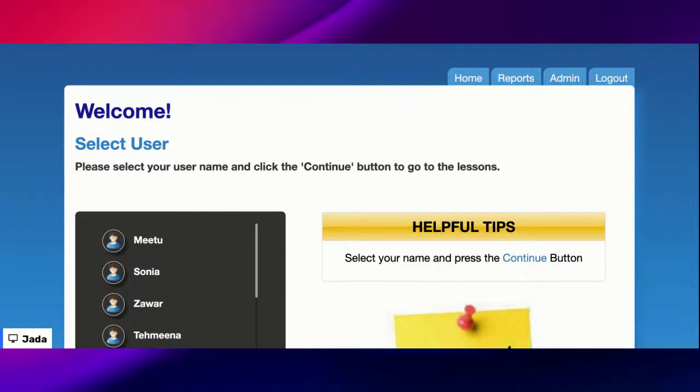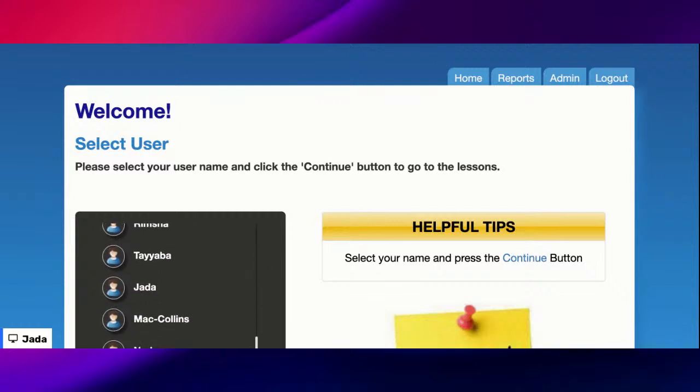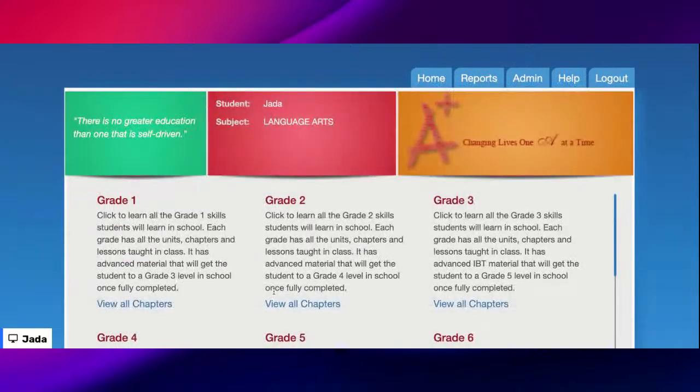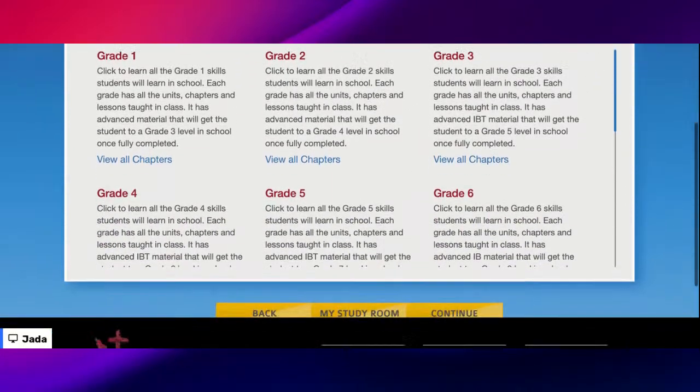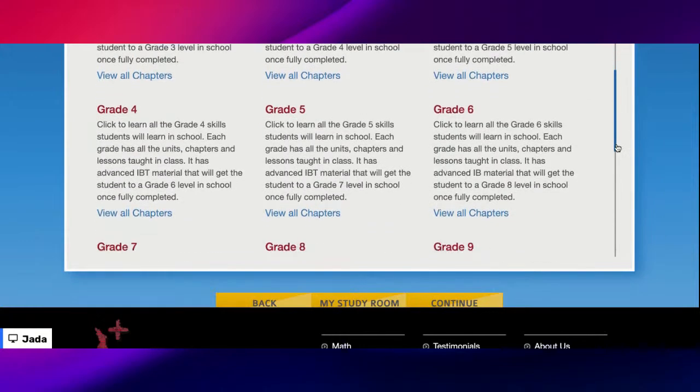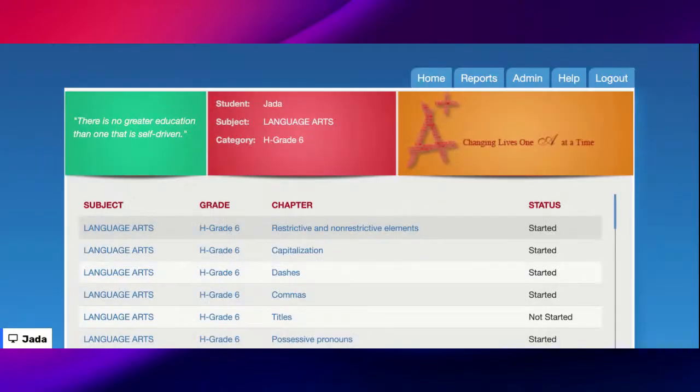Today we'll be having direct and indirect objects, of course, from grade 6. First, what you need to do is log in using aplusstudent.com. After that, you click on your name here, language art, grade 6. And then we will go to direct and indirect objects.